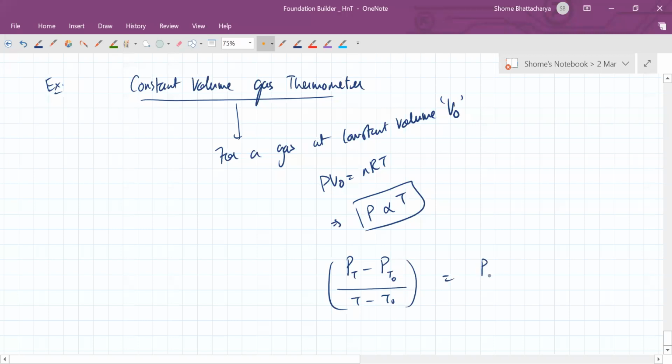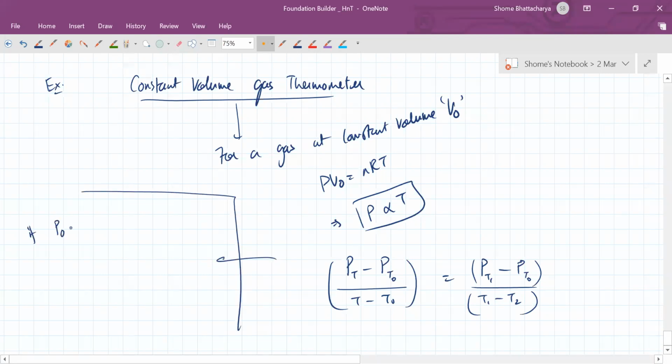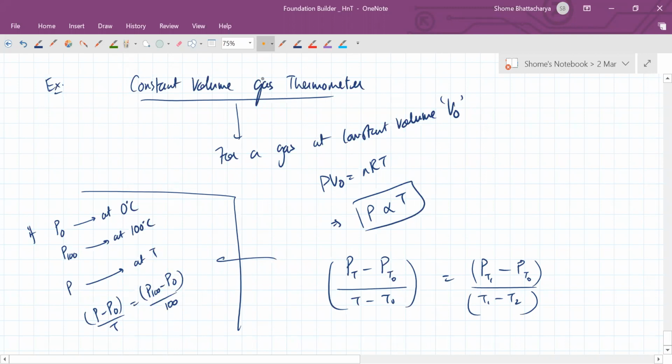will be equal to this kind of relation. So again, for the standard case, if P0 is the pressure at 0 degrees C and P100 is the pressure at 100 degrees C and P is the pressure at some temperature T, then P minus P0 upon T is equal to P100 minus P0 upon 100. This equation's application becomes this.